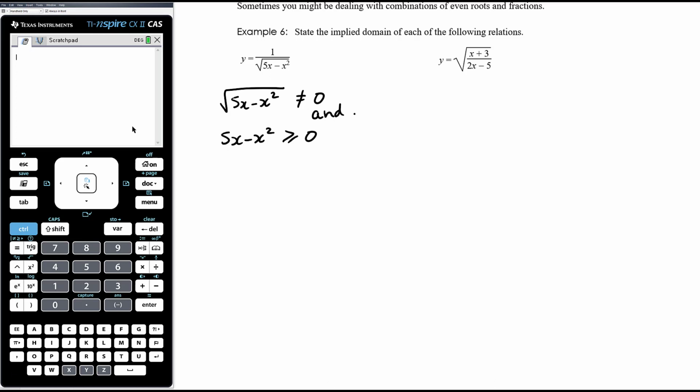Now, if 5x minus x squared were to equal 0, the square root of 0 is 0, and that would make the fraction problematic. So in this instance, we just need 5x minus x squared to be bigger than 0. Bigger than 0 will mean we can take the square root, but it also means that we won't get 0 on the denominator, and therefore we can still have the fraction. So we want to solve that. Now again, we have a quadratic inequality, which means considering a graph, take out x as your common factor.